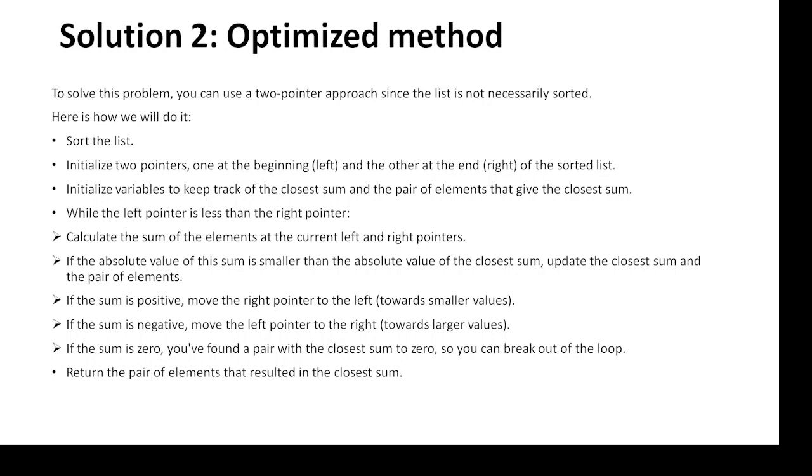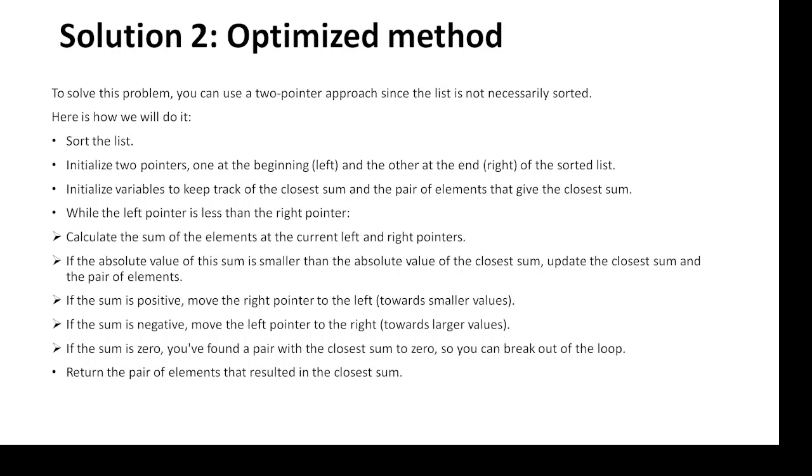Now if the absolute value of that sum is smaller than the absolute value of the closest sum, again we will update the value of the closest sum with the value of the current sum, and again the pair of elements. Here we will use an if statement. I have to check if my sum is positive. If my sum is positive, we will move the right pointer towards the left side of the list, so we will be moving from higher to smaller values. If the sum is negative, then we will move the left pointer towards the right hand side.